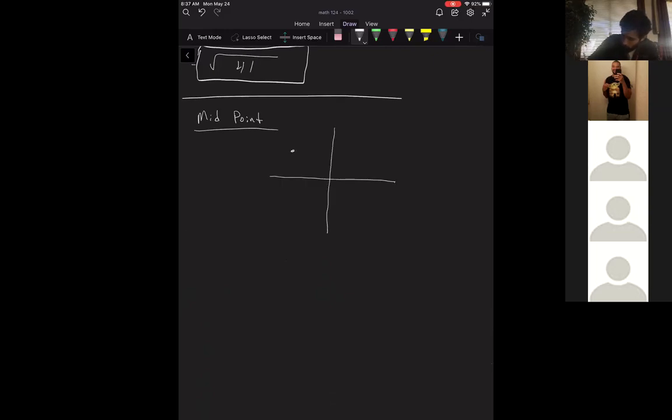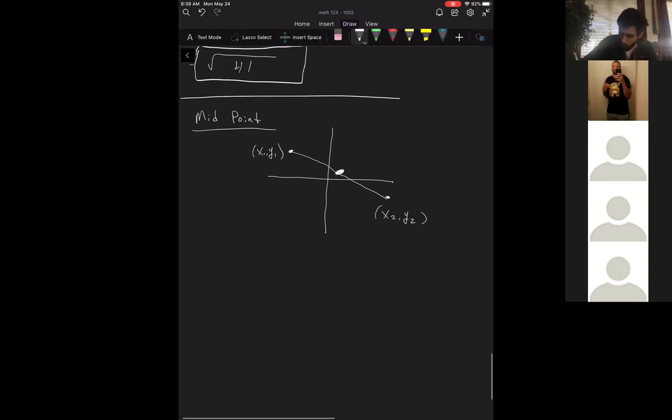Let's say here we have a point x1, y1. Maybe down here we have a point x2, y2. Let's connect this with a line. So this is the point we're looking for, the point that's in between. So this is the midpoint.